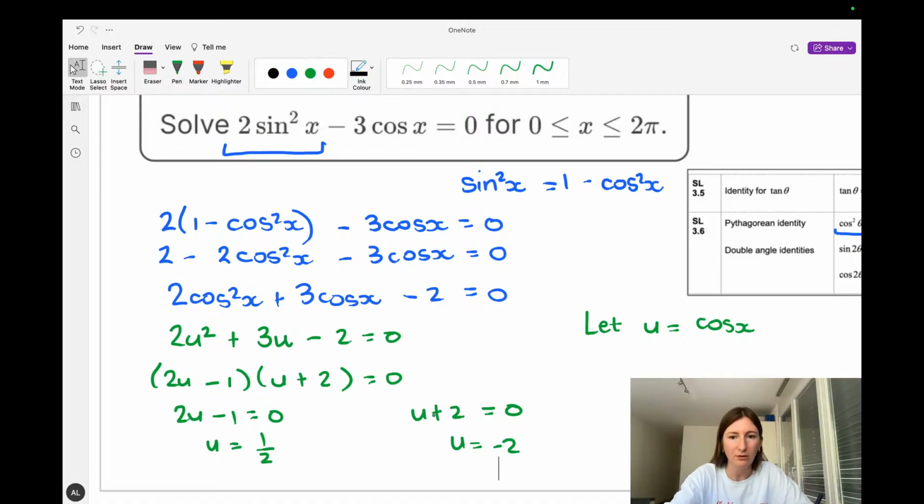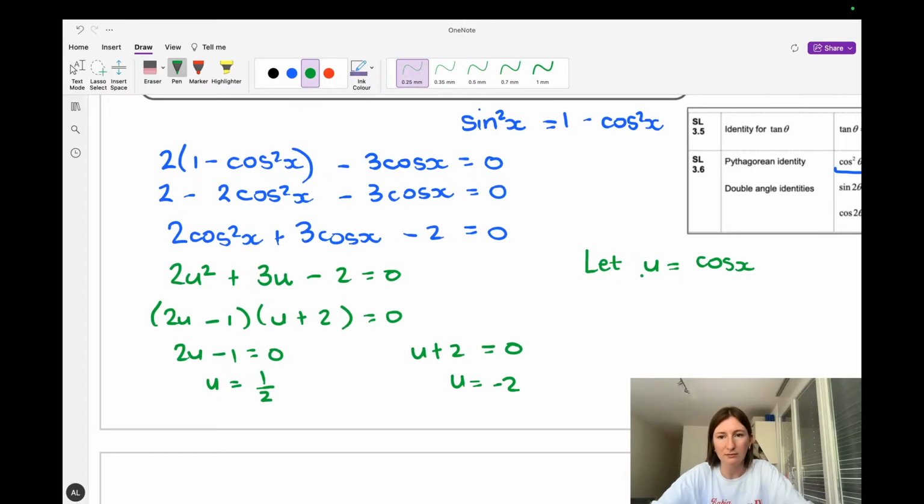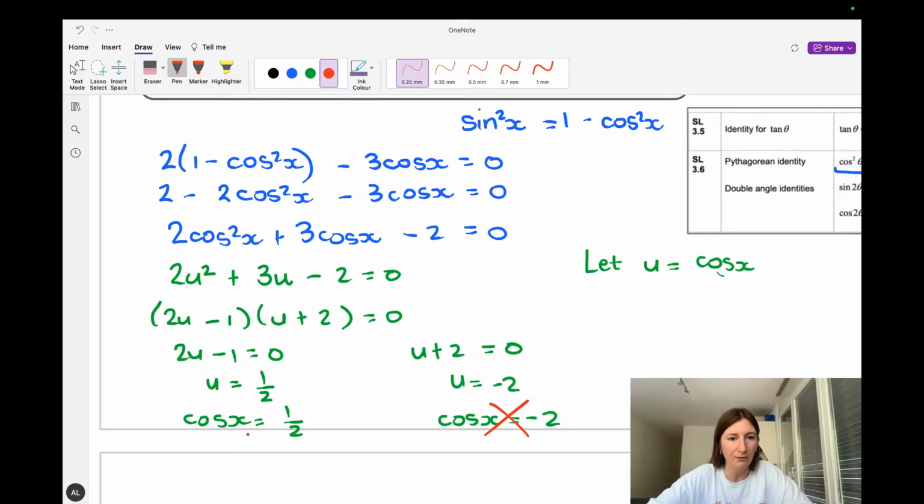But we weren't working with u, we were working with cos, remember? So I'm going to put the cos back in now. Cos x equals a half, and cos x equals minus 2. Now, alarm bells ringing because cos is only between minus 1 and 1. So this is not possible. It never is going to equal minus 2. Our cos graph only goes between 1 and minus 1. So that's not possible. This one, however, is like one of the ones that we had earlier.